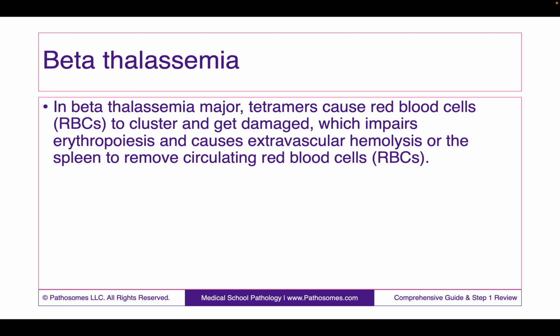In beta thalassemia major, tetramers cause red blood cells to cluster and get damaged, which impairs erythropoiesis and causes extravascular hemolysis, or the spleen, to remove circulating red blood cells.